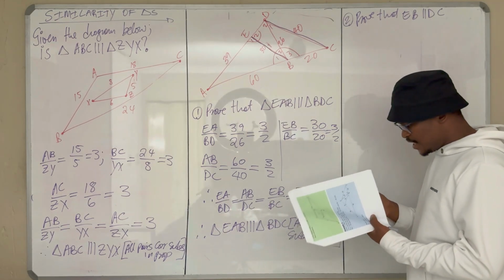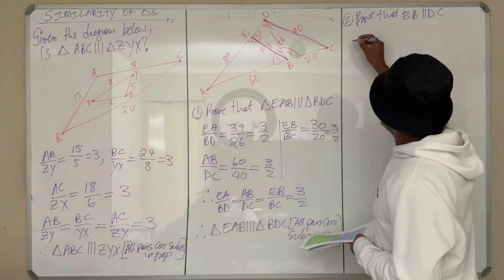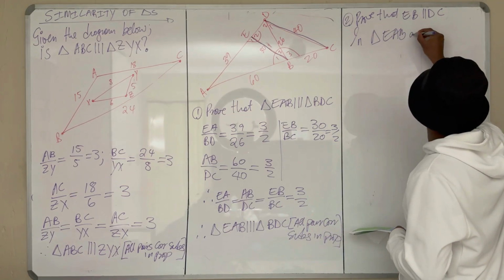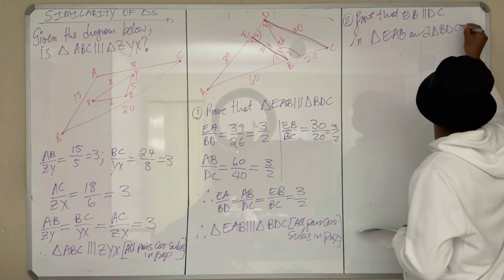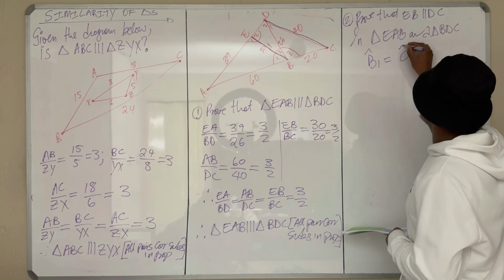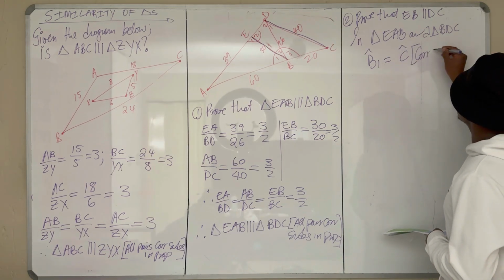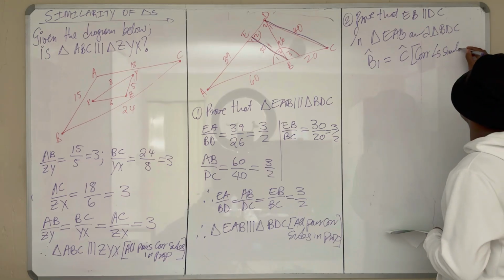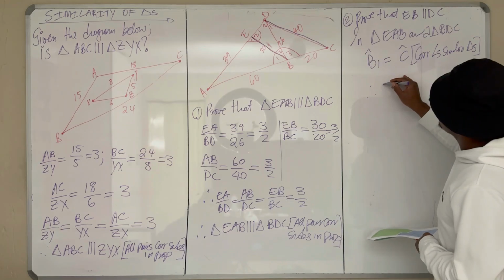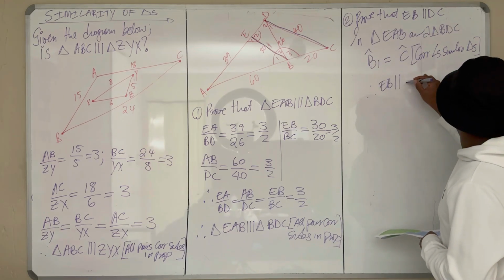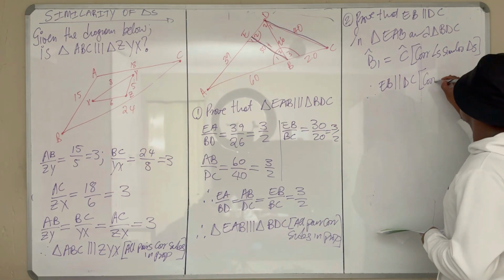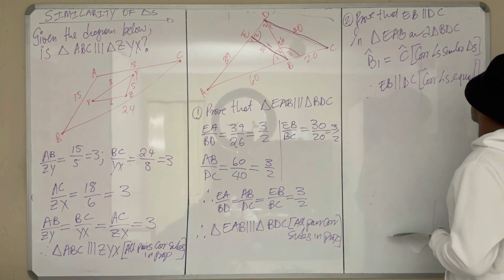Yes, I do understand. In that case, we can say, in triangle EAB and triangle BDC, angle B1 of this triangle is equal to angle C of the other triangle, right? Yes, because these are corresponding angles of similar triangles. Therefore, your EB is parallel to DC because the corresponding angles are equal. We're done.